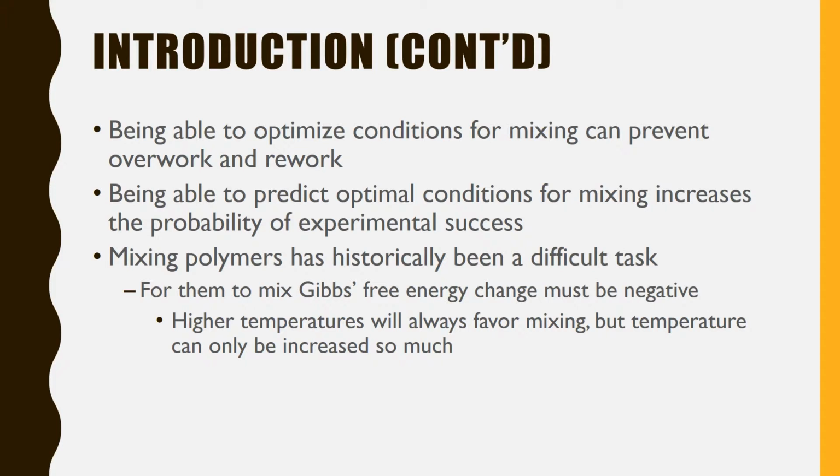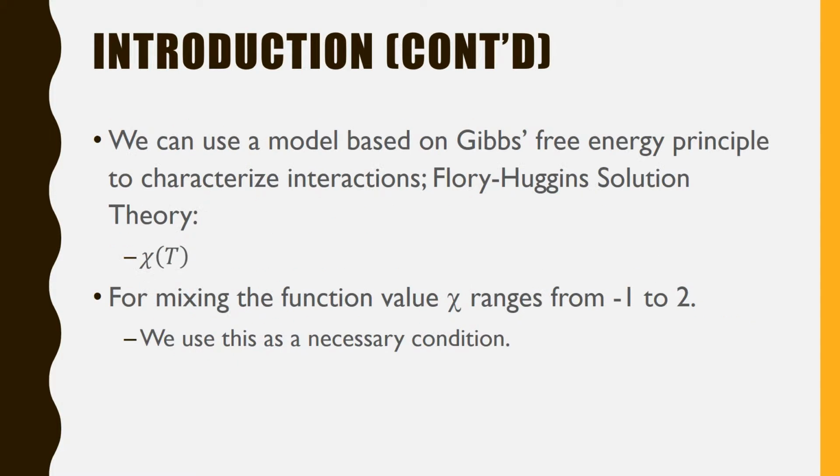For polymer mixing, the Gibbs free energy change must be negative, and knowing that principle, higher temperatures will always favor mixing, but temperature can only be increased so much. So we'll use a model that is based on the Gibbs free energy principle to characterize interactions. That is Flory-Huggins solution theory, characterized by chi of T. And for mixing solution, the parameters should range between -1 and 2.